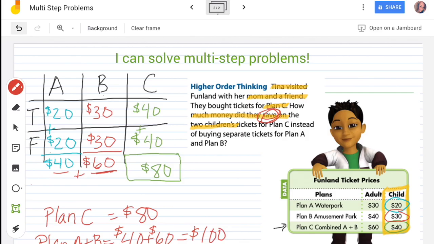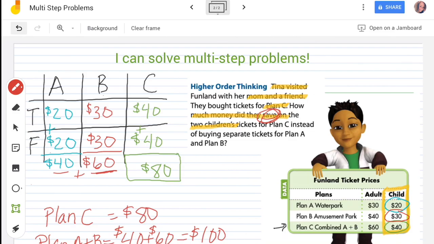$100. Is that more or less than what they paid for Plan C? That's right, that is less money. Well, let's figure out how much less, like the question asks. How am I going to do that?